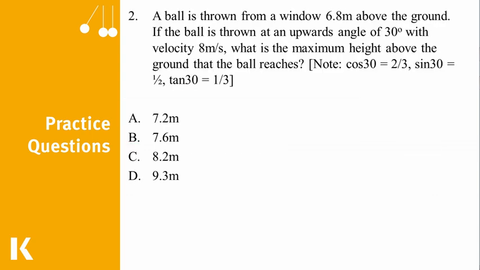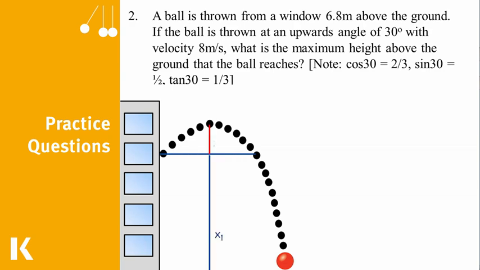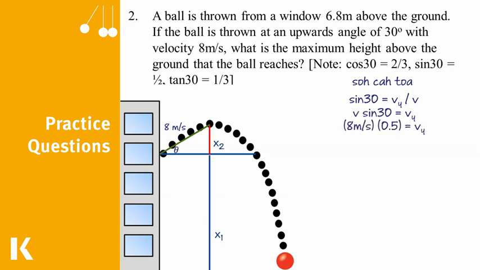Try this one on projectile motion now. The first thing that needs to be done is to draw out our triangle and figure out that we need to utilize the sine function of our known angle. Doing so, we find a vertical component of velocity equal to 4 meters per second.